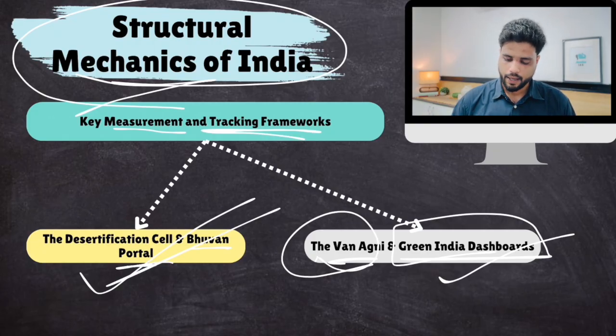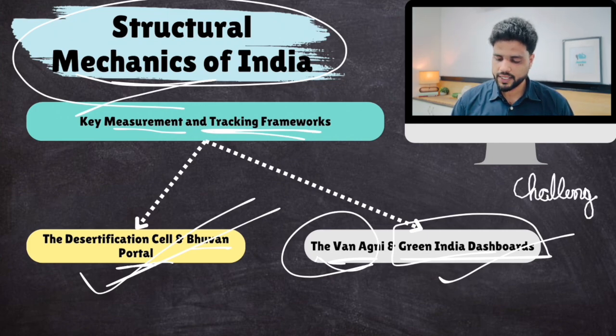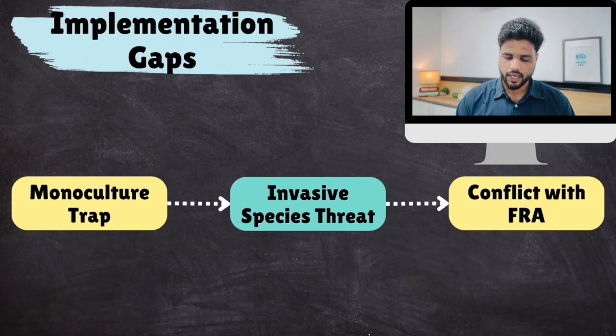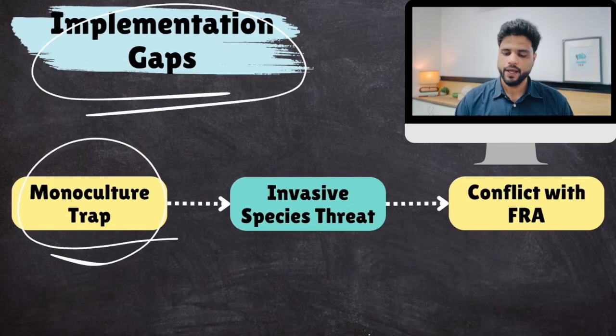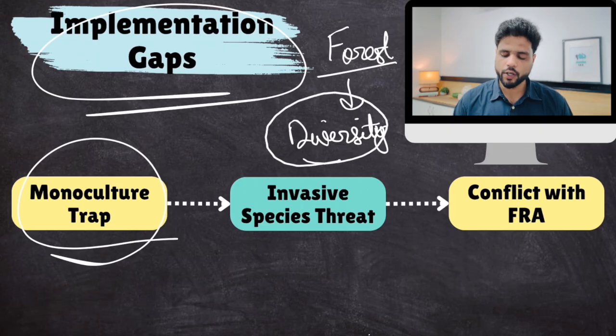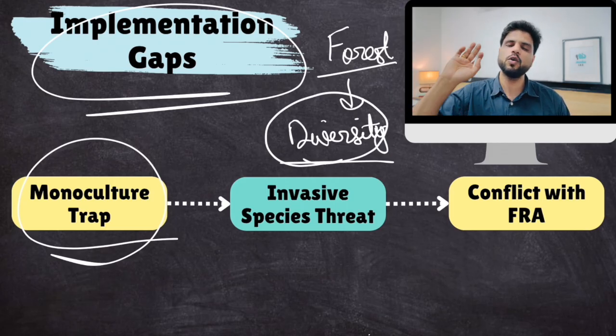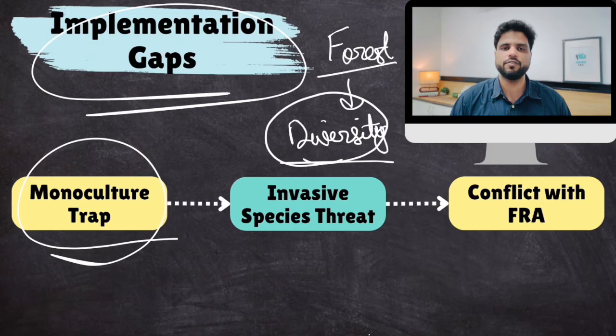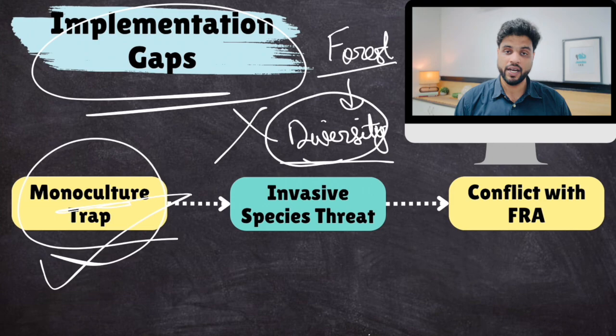But still we have some challenges. All these good policies still have certain challenges. What are those challenges? Number one, the monoculture trap. A forest generally has a diverse variety of trees. So when we cut down a particular forest under CAMPA, we cut that diverse forest and plant another forest, but in that forest we only grow one or two categories of trees. So diversity is sacrificed in favor of monoculture. This is really bad for ecological health. This is a problem.